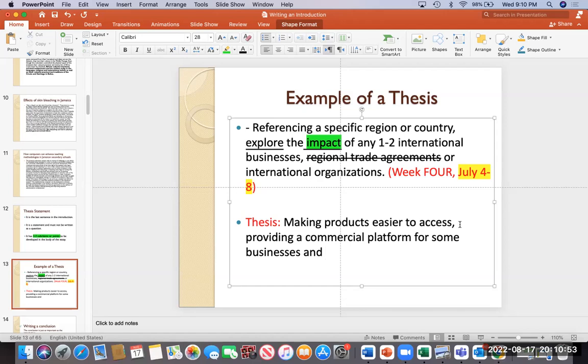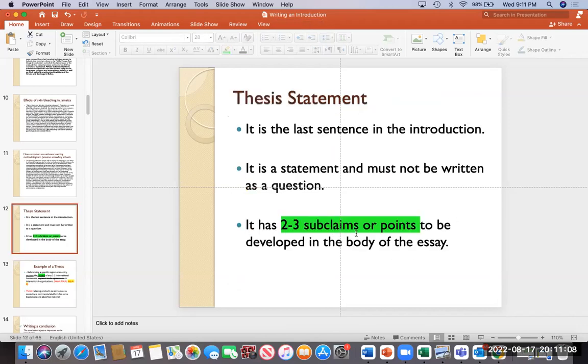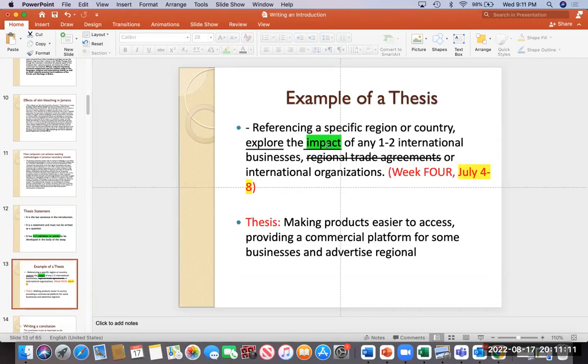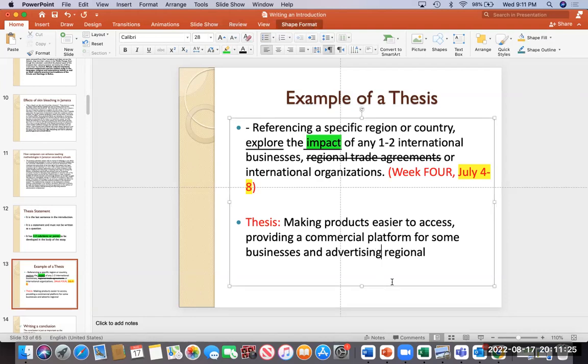I'm sorry, market goods, sir, advertise goods. And advertise local or regional goods. Remember we said 2 to 3 subclaims. So these are the subclaims, and they are based on the root word or phrase in the question. So making products easier to access, providing a commercial platform for some businesses, and advertising regional products are some of the impacts of Amazon in the Caribbean.